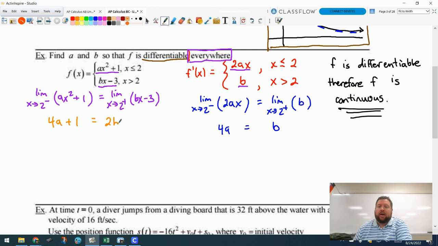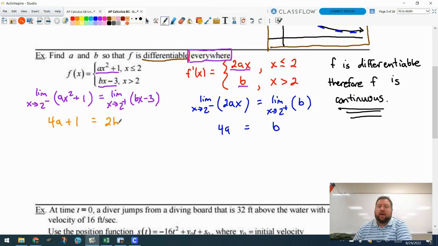All right, so v of t is equal to, so I have my s of t here in part A. I'm just taking the derivative of this. Multiply by 2, that's negative 32 times t to the first power. Multiply by 1, that's plus 16. And then the constant becomes 0 when you take the derivative. So this is our velocity function.